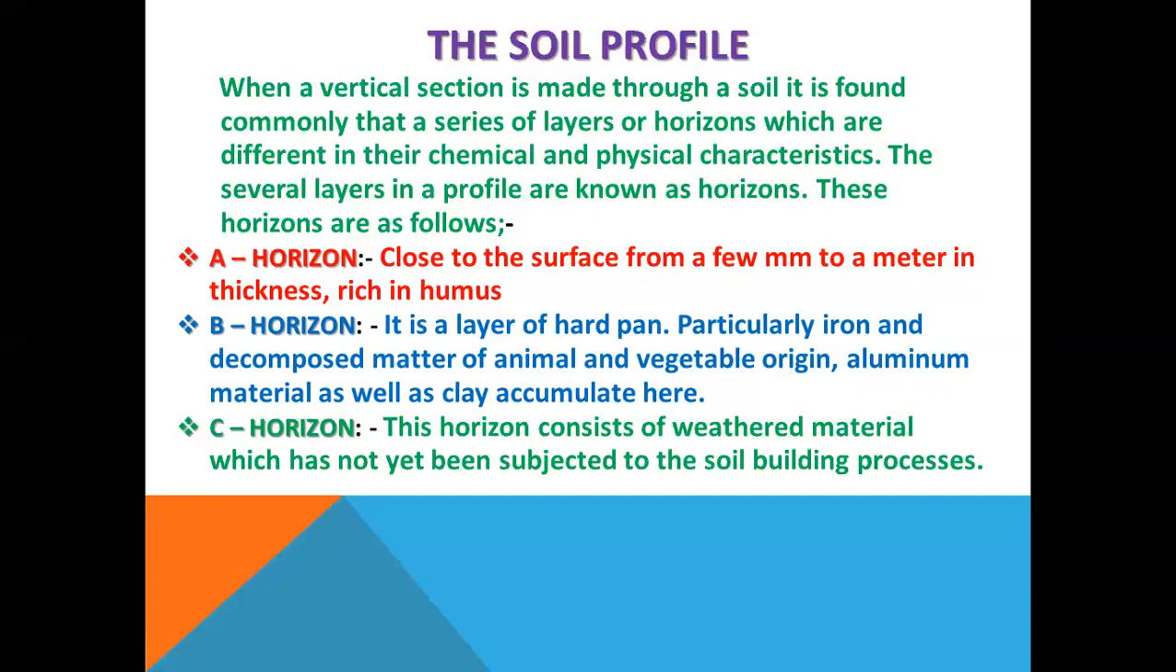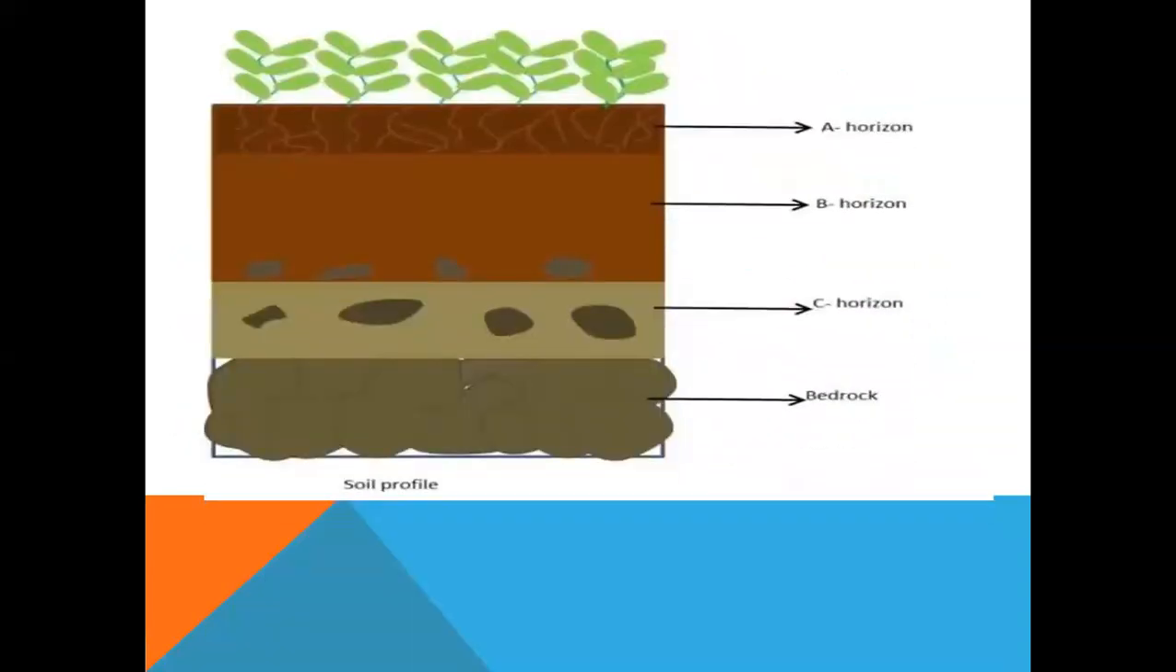Here, students, the soil profile can be explained by this diagram. You can see A horizon. It is the upper part of vertical section of your land. It is fertile. Mostly we can grow here the different types of the crop.